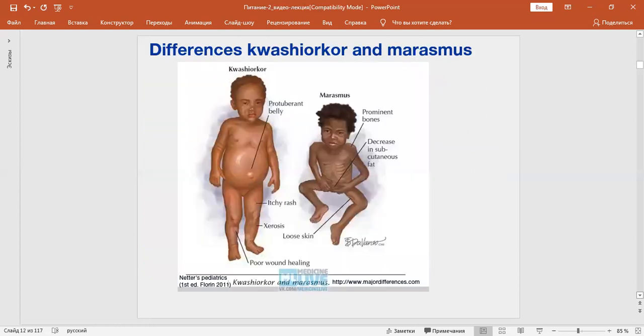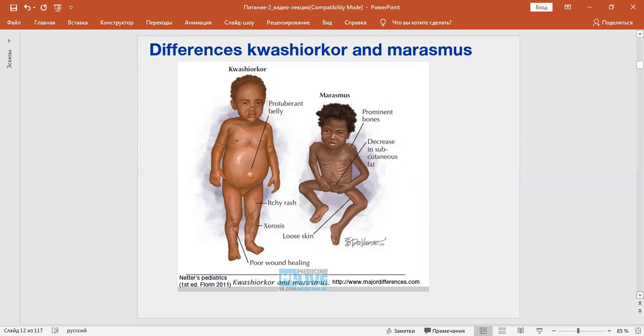Now, summing up everything that we learned, let's make a differential diagnosis of these two syndromes. Kwashiorkor develops in children whose diet is deficient in protein. Marasmus is due to deficiency of proteins and also calories. Kwashiorkor may occur in children up to 3 years of age, marasmus under 1 year old.